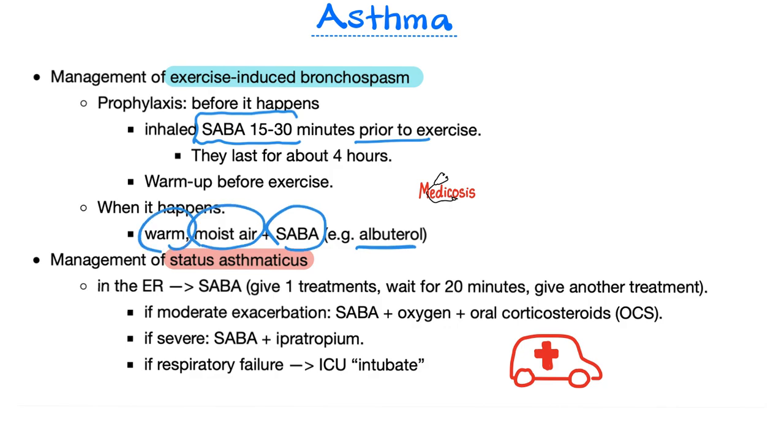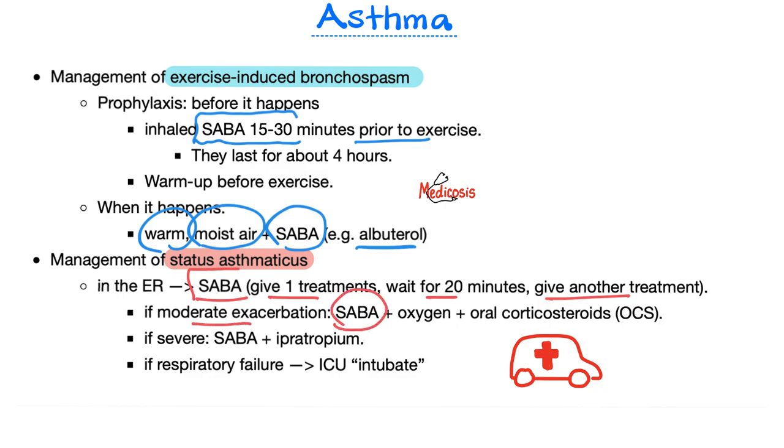Moist and warm. The second scenario is status asthmaticus. This is a true medical emergency. We need to take the patient to the hospital. The treatment includes short-acting beta agonist. Give it once. Wait for 20 minutes. Give it again.